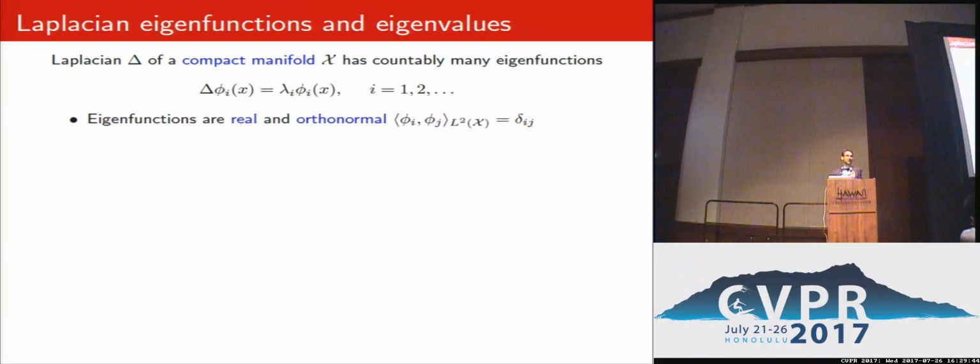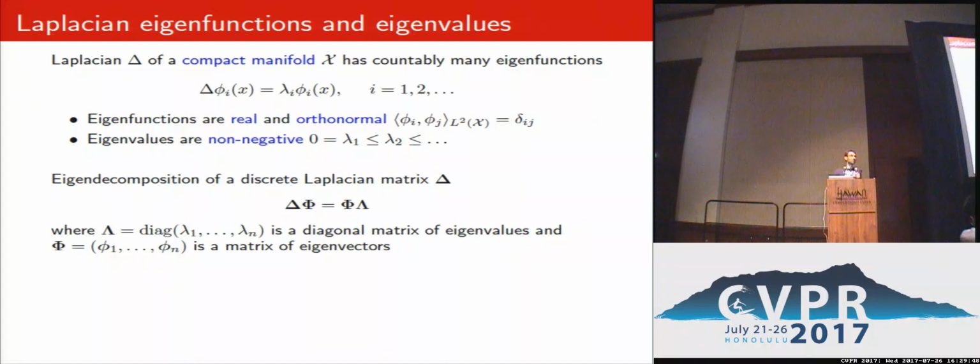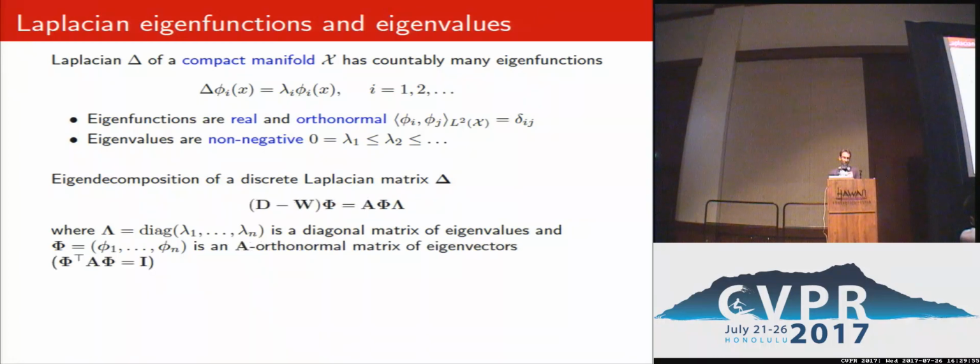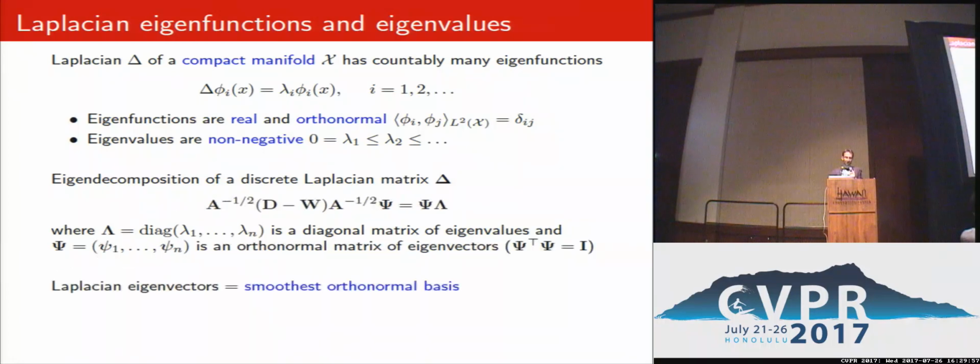The eigenfunctions, as I said, are real and orthonormal. The eigenvalues are non-negative, and it boils down to this eigendecomposition problem of a large sparse matrix. So you can interpret the Laplacian eigenfunctions as the smoothest orthogonal basis. You can pose this eigendecomposition problem as minimization of what is called in physics the Dirichlet energy.